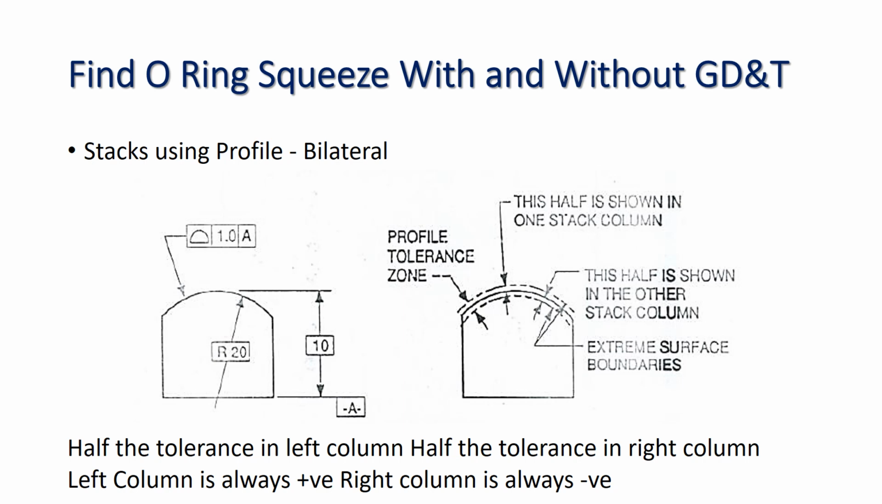Here the profile of surface tolerance is 1 mm with respect to datum A. Again, note that this profile tolerance zone varies. This half is shown in the other stack column, extreme surface boundaries. This half is shown in one stack column. So half the tolerance in the left column, half the tolerance in the right column. The left column is always positive, the right column is always negative. Just note it, it will be more fun going forward while solving some problems.